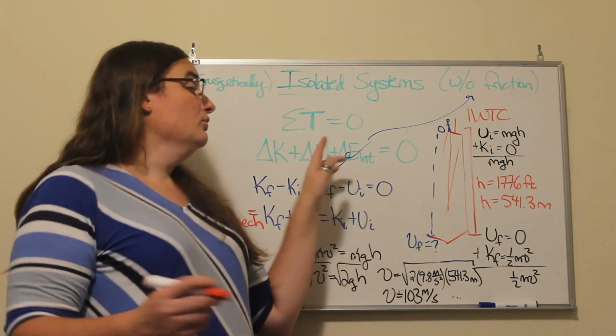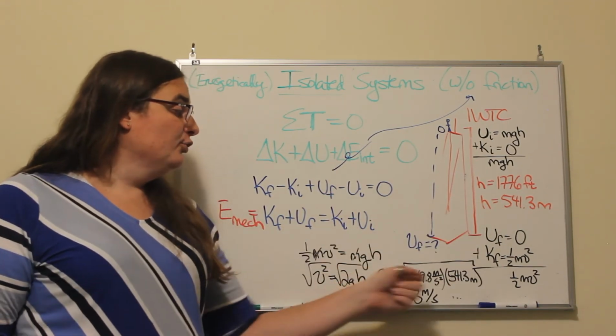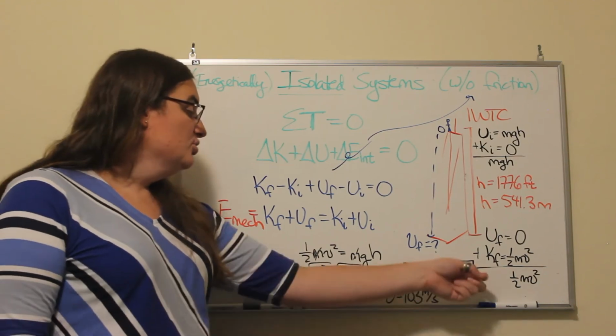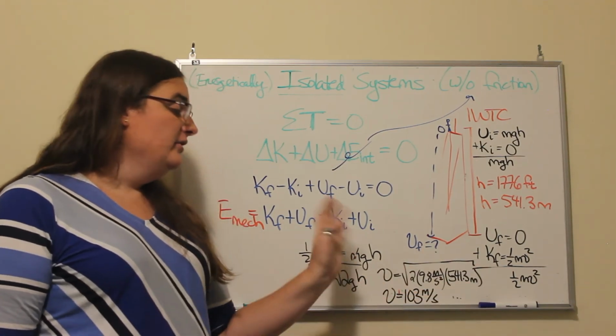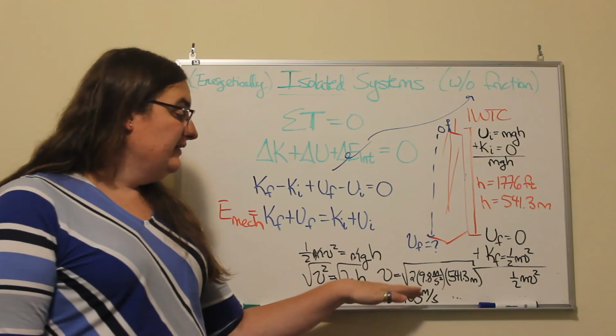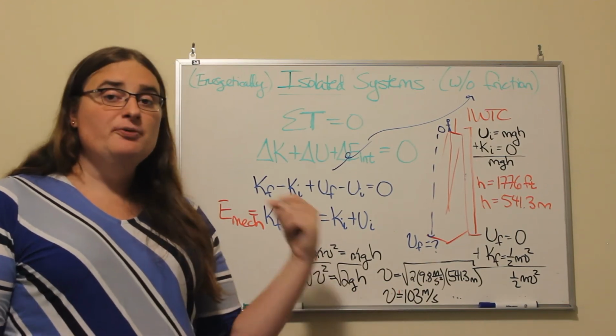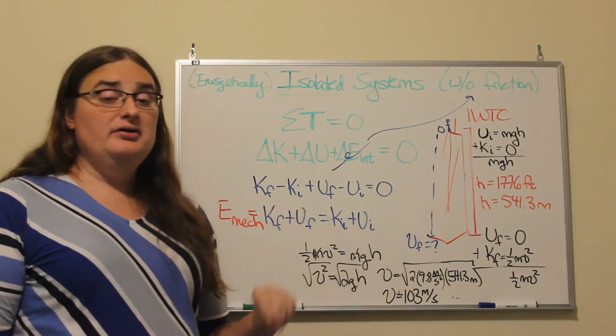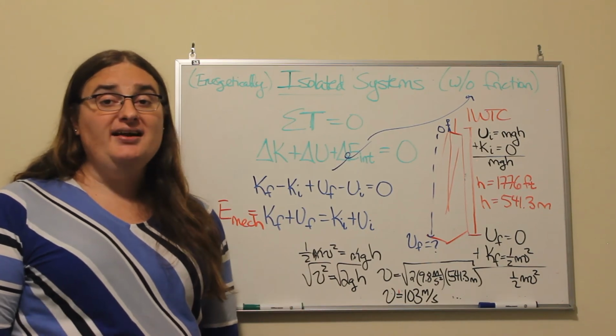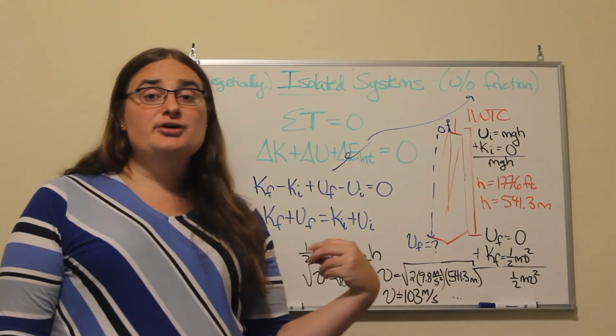1,776 feet, or in meters, 541.3 meters. So I multiply those pieces together and find the square root, and that would give me a speed of the coin just before hitting the ground of 103 meters per second, which is just about 230 miles per hour.